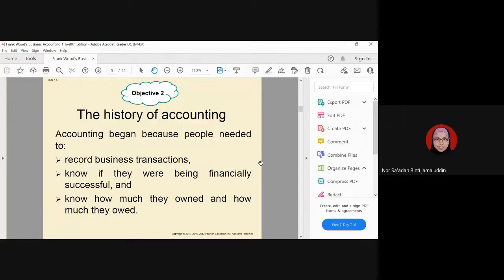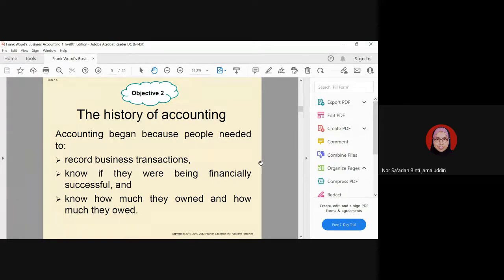Okay, from the needs of the organization that you form, you must record its business transactions. All the transactions involved in the organization must be recorded. Because if we are unable to record the business transactions when they occur, it may affect your financial statement, and you would not know if they were being financially successful.